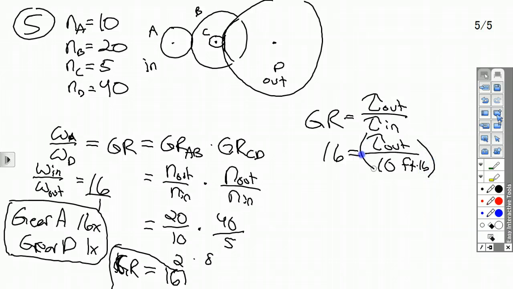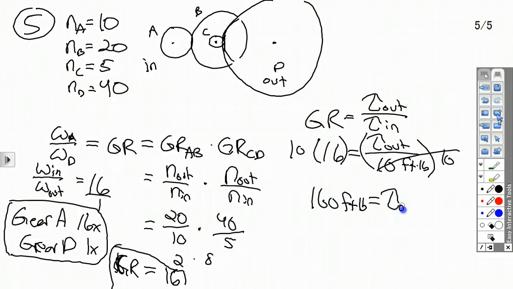So, times 10, times 10, cancels out on this side. We have 160 foot-pounds of torque coming out at gear D. So it's spinning not as fast, but we're gaining much more torque, 16 times as much torque as we had before.